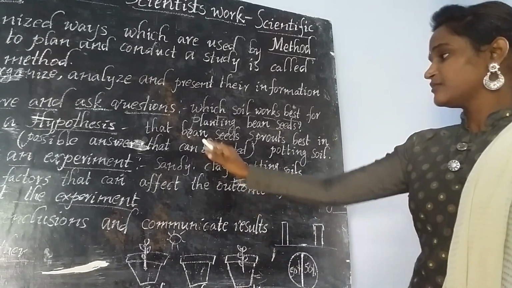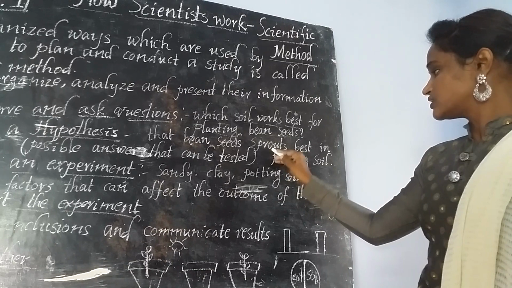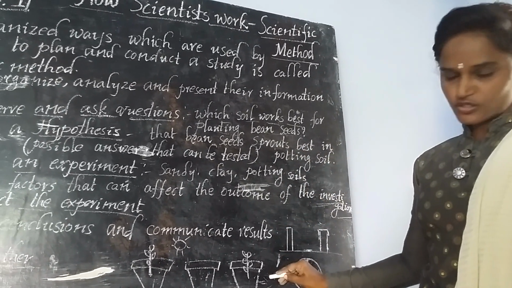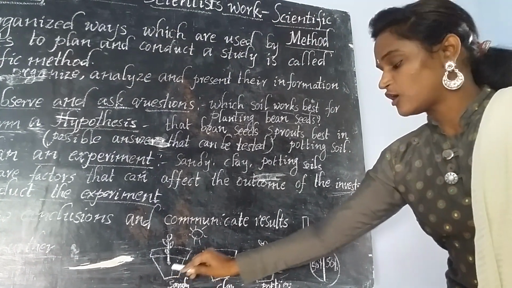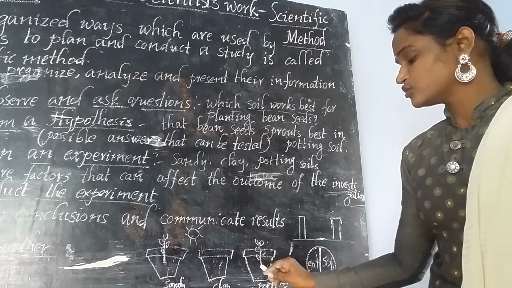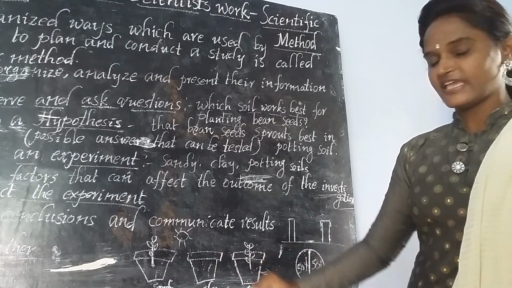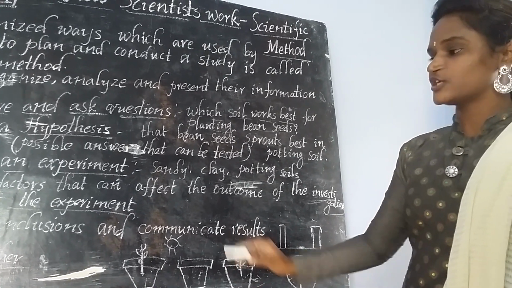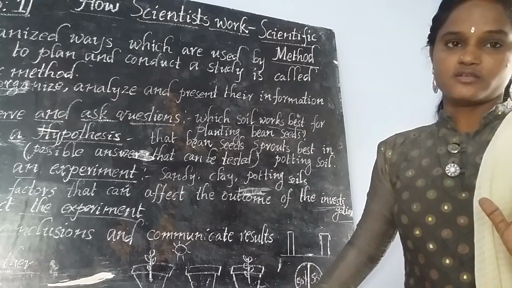He guessed that bean seeds sprout best in the potting soil. Is it right? No. The bean seeds sprout in both varieties of soil in the same manner well. But in the clay, there is no sprouting of bean seeds. By this experiment, he concluded that his hypothesis was wrong.